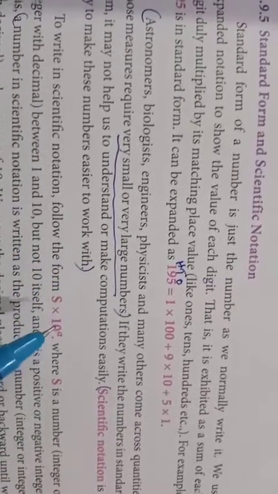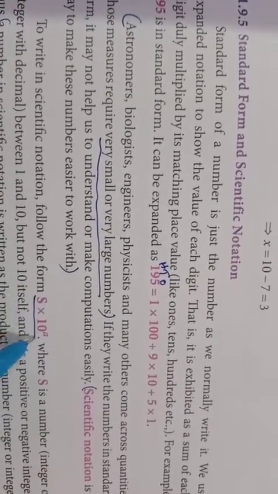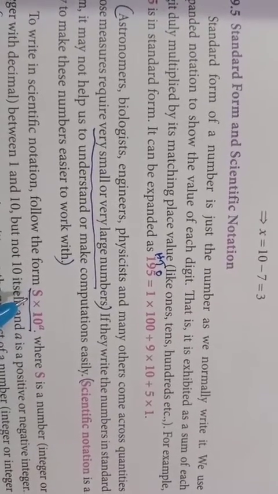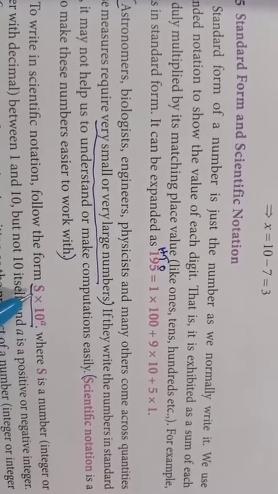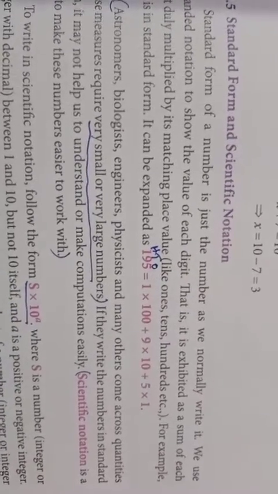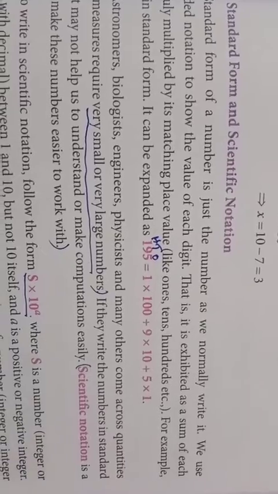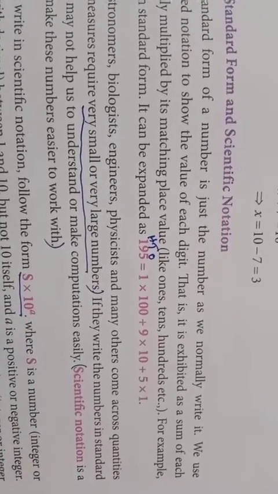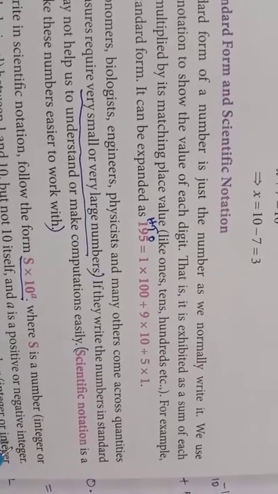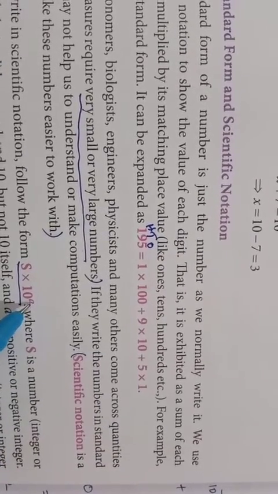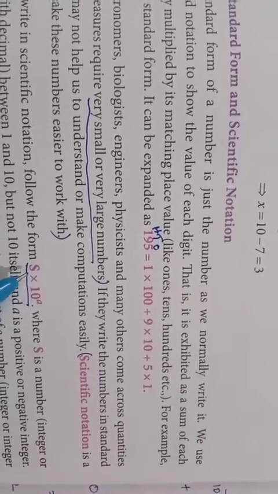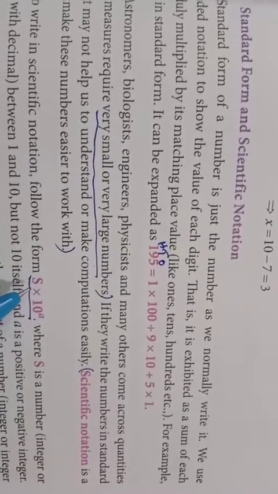The general form of scientific notation is s into 10 power a. Here s is a number, an integer or an integer with a decimal, and a is the power. In 10 power a, a is a positive or negative integer.